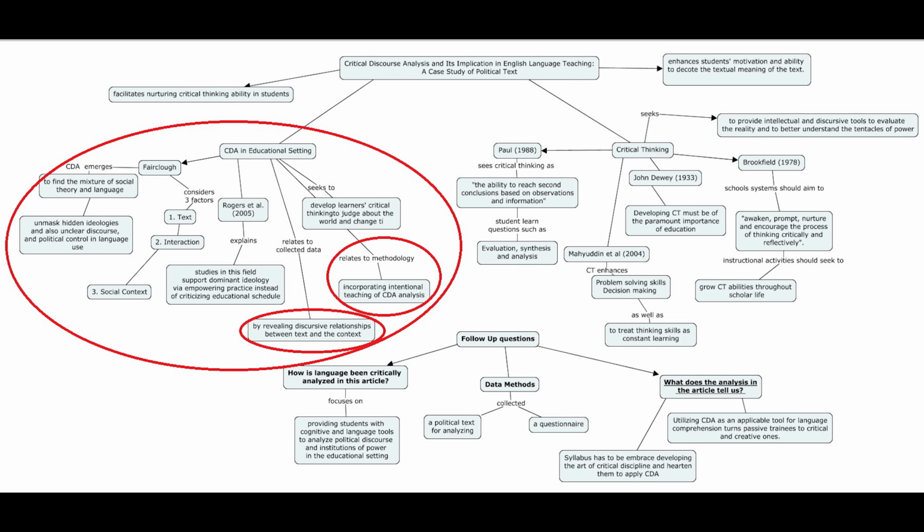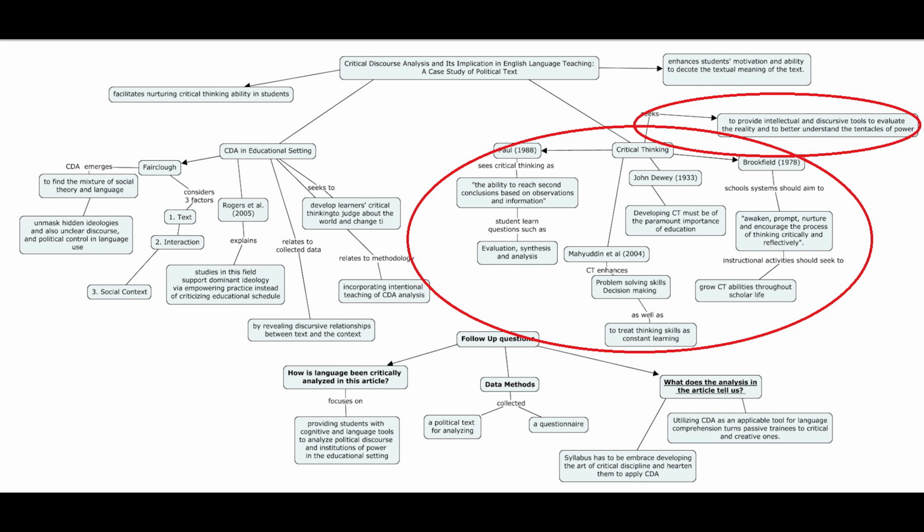Another proposition that we can link to this construct is that critical discourse analysis develops learners' critical thinking to judge the world and to change it. This construct relates to the methodology employed by the authors by incorporating intentional teaching of critical discourse analysis principles in the instructional delivery students receive, to equip them with analytical tools to critically analyze texts and discourses. The last proposition we could link to this construct has to do with how critical discourse analysis reveals discursive relationships between text and the context. This is crucial as this is the beginning of the new understanding learners are grasping of their discursive reality.